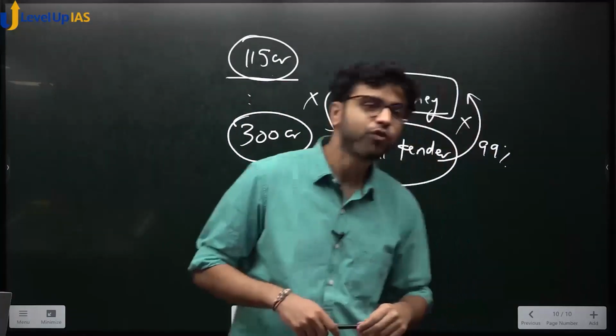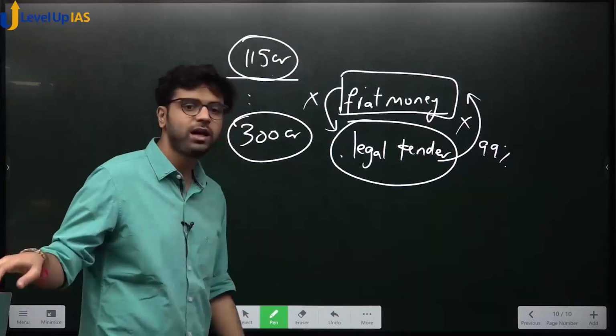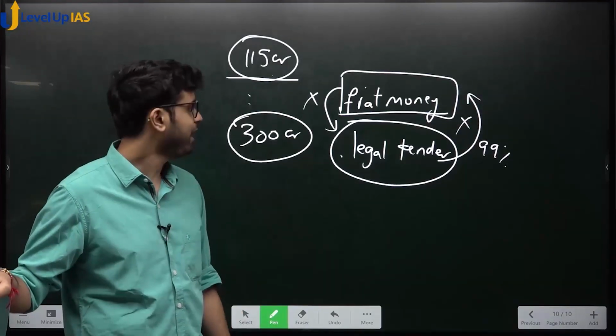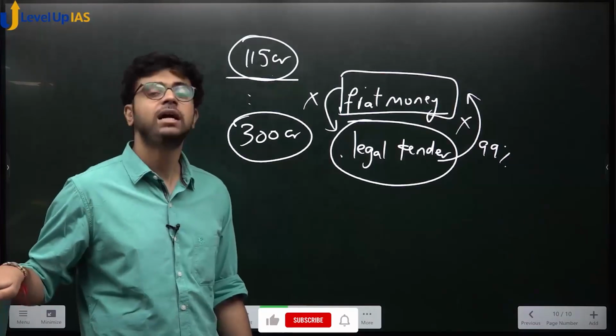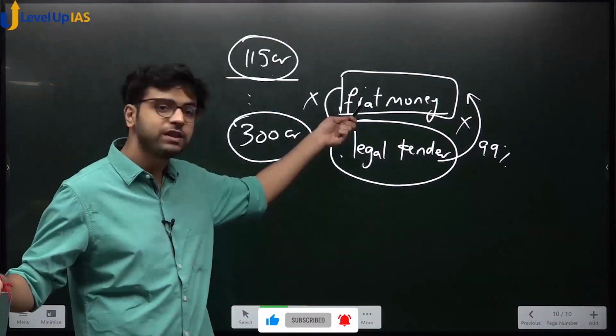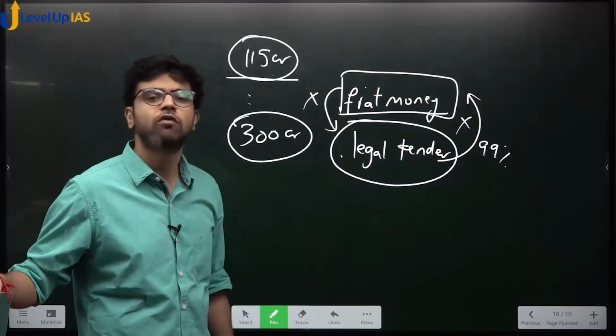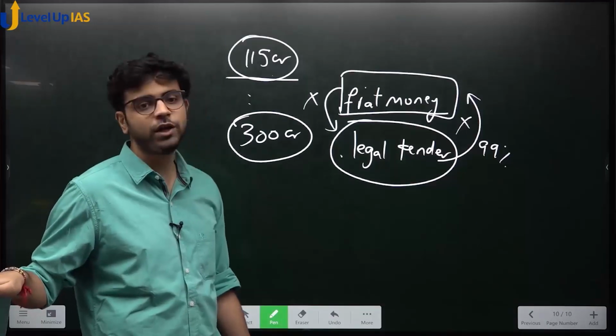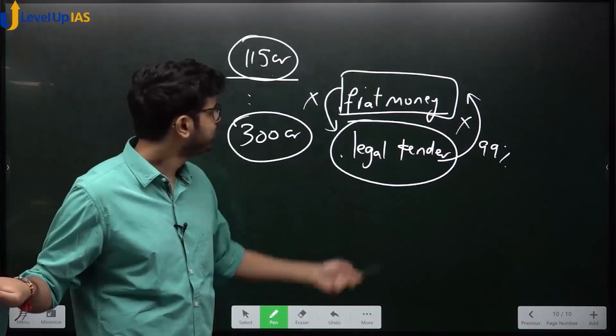Did you understand? So is Bitcoin fiat money or legal tender money or both or neither? It's a fiat money, but in India it is not a legal tender. Let's say USA legalizes Bitcoin. So in USA, Bitcoin is fiat money as well as legal tender money. What about 2000 rupee note? Is it fiat money or legal tender money or both or none? It is both.